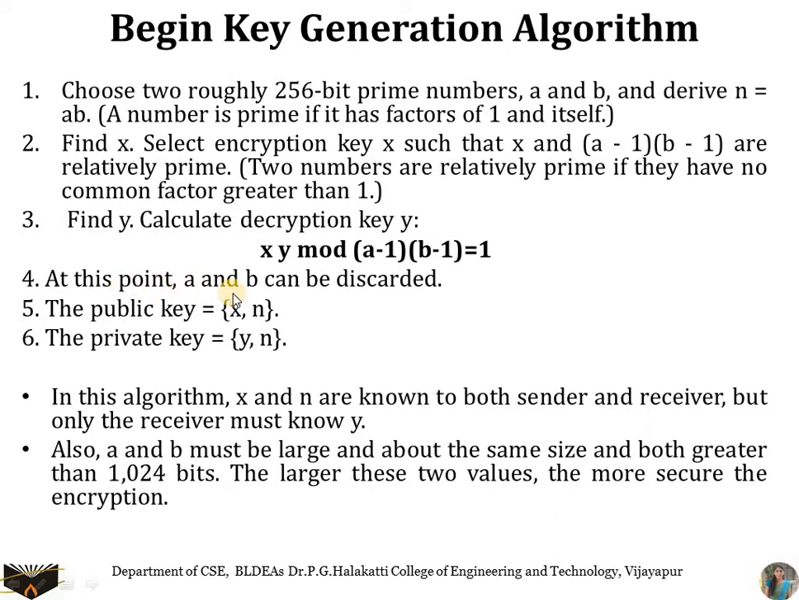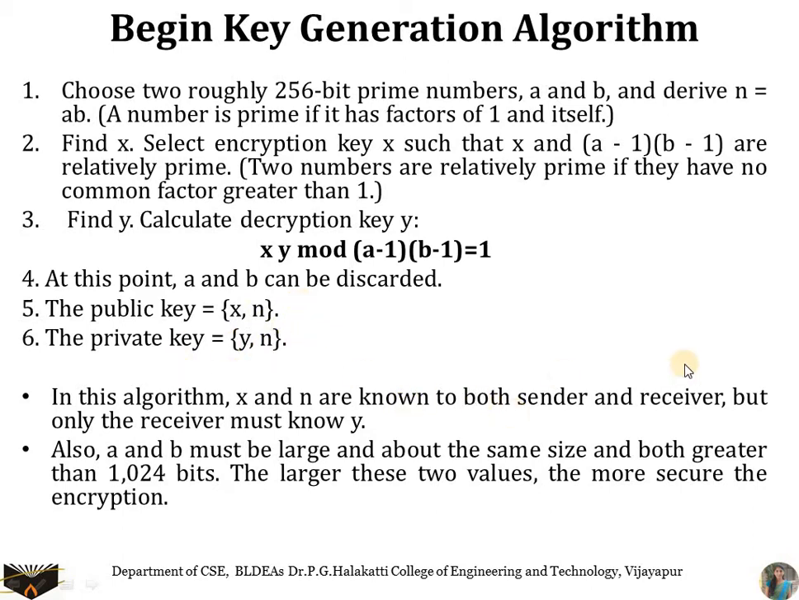At this point we are going to discard the A and B values. Then the public key is usually given as (x, n), where n is the modulus, and the private key is (y, n). Here in this algorithm, x and n are known to both the sender as well as the receiver, where x is the public key, and n is also known to both the sender and the receiver.